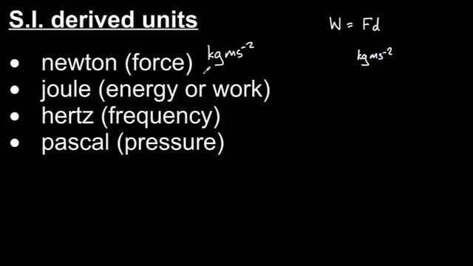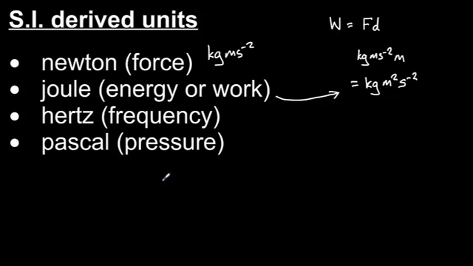And we know that the unit for distance is the meter. We can simplify this to kilogram meters squared seconds to the power of minus 2. So the unit for work, the joule, is equal to 1 kilogram meters squared seconds to the minus 2. We can do a similar exercise to work out what a hertz, a pascal, and all the other SI derived units are.